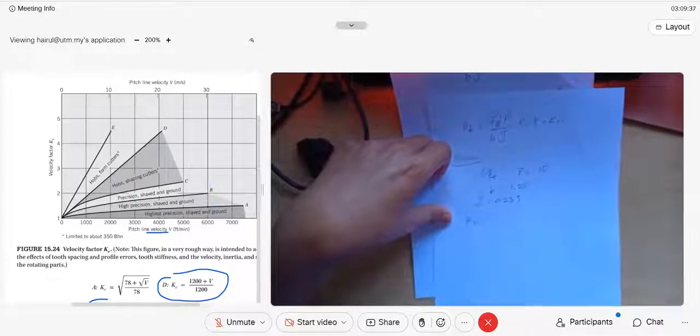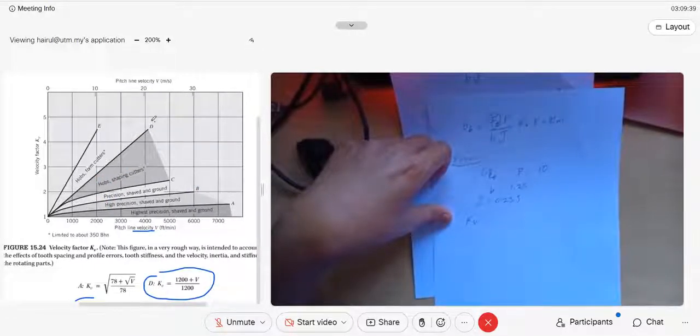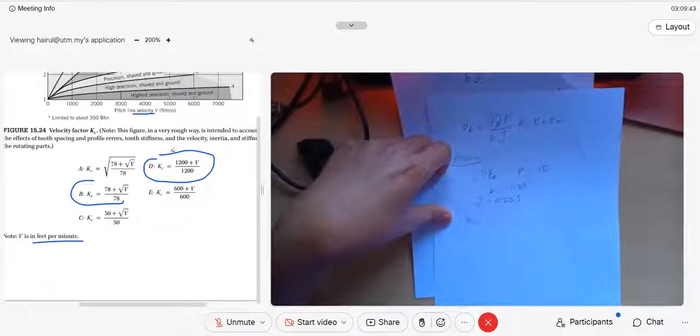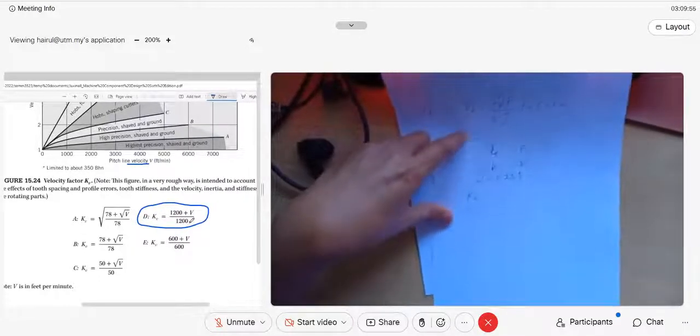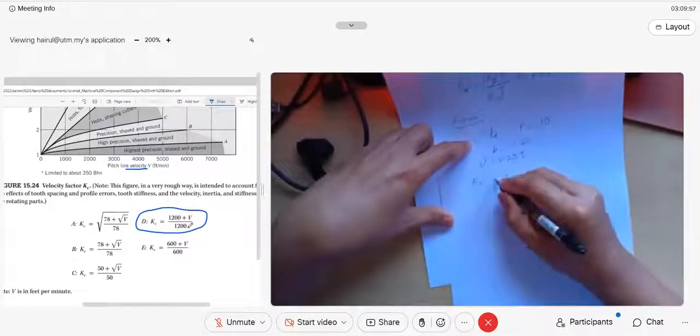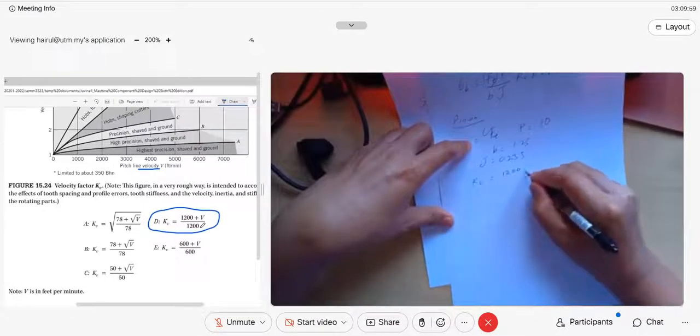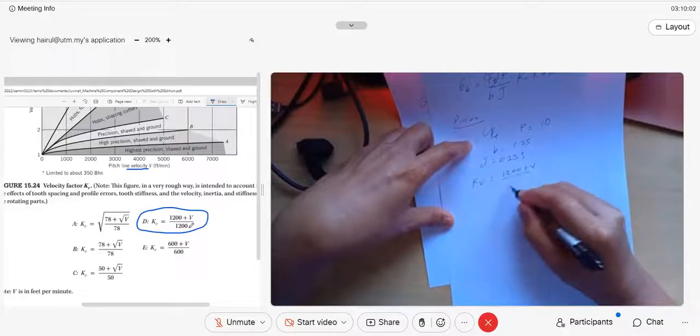Okay, which curve? Curve D, this one. Since curve D is for hob shaping, we use this one, D. Clear, guys? Kv equals (1200 + V) over 1200. So if you look at my live video, Kv equals 1200 plus V, over 1200. Now we have V.